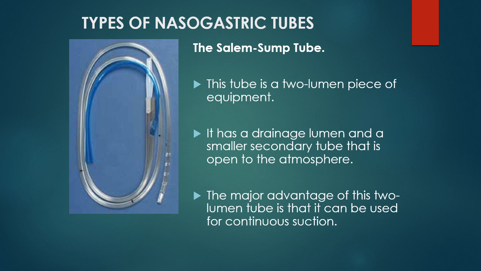And the major advantage of this tube is that it can be connected to continuous suction, because the air vent provides a little air current, so the tube itself does not get attached to the stomach lining or the gastric mucosa.